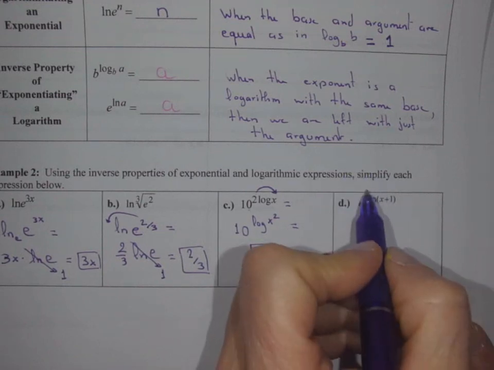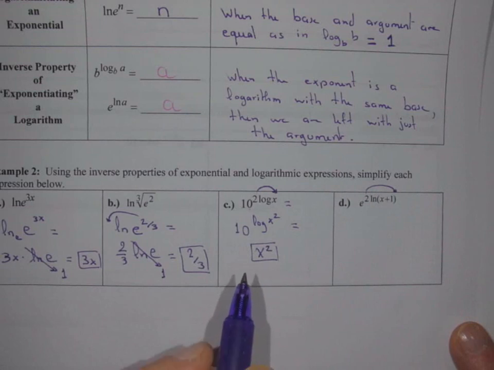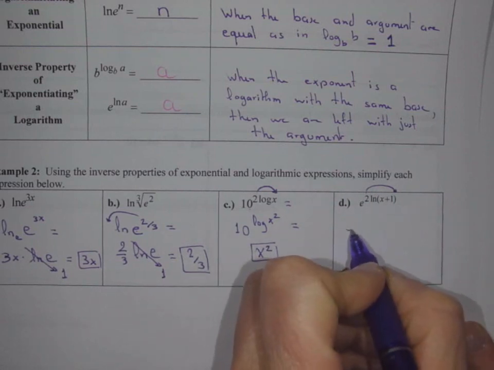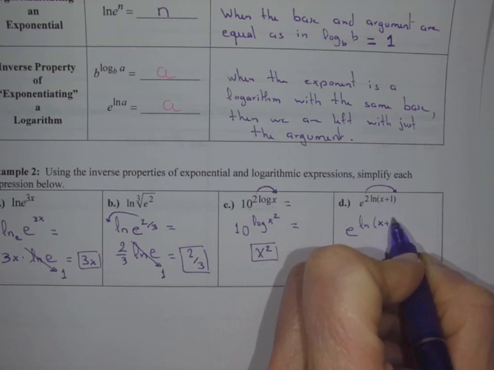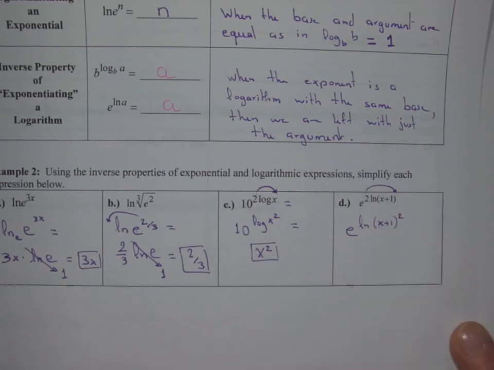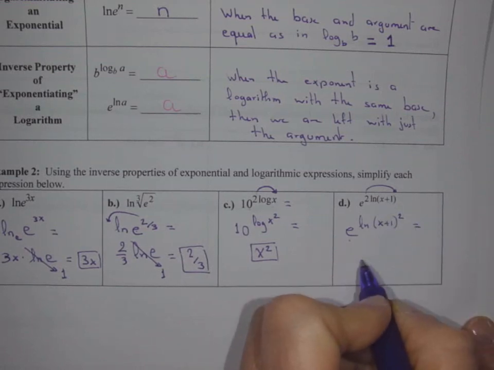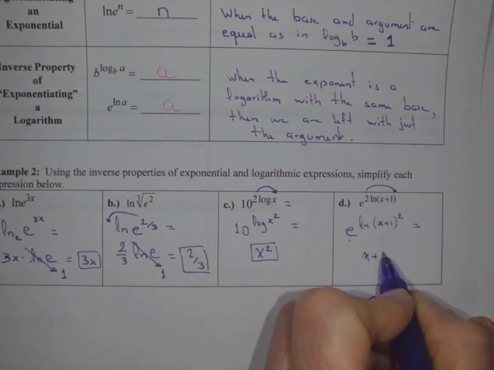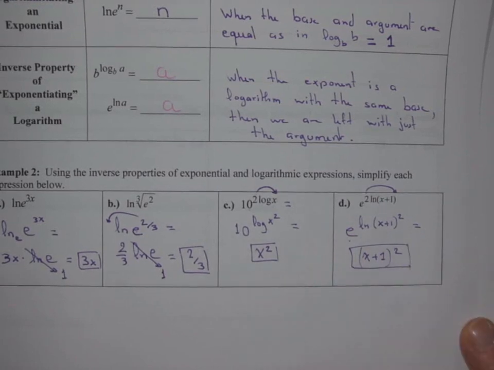Same here, we're going to take that 2, we're going to bring it to the inside to square the argument, and that will be e to the natural log of x plus 1 quantity squared. Those two are inverses of each other, they cancel each other out, so we're left with just x plus 1 quantity squared. Okay.